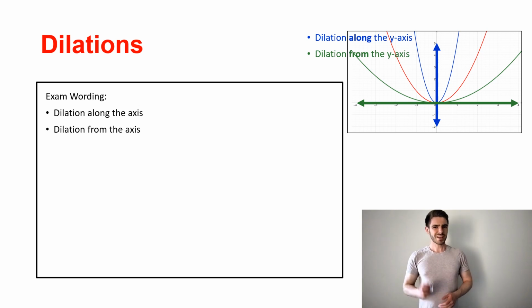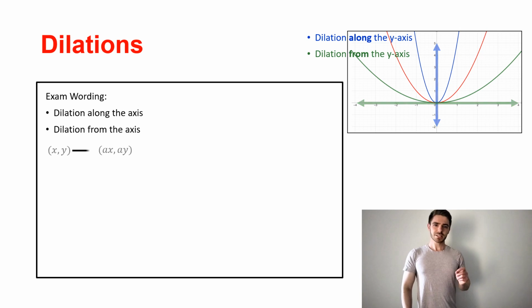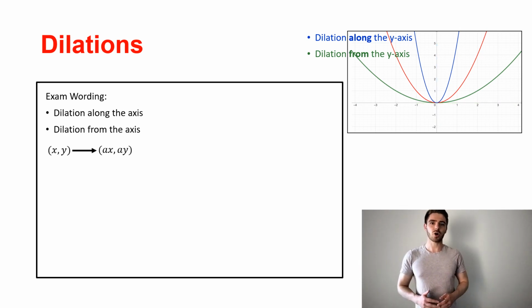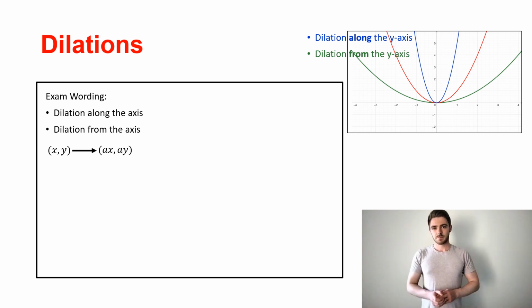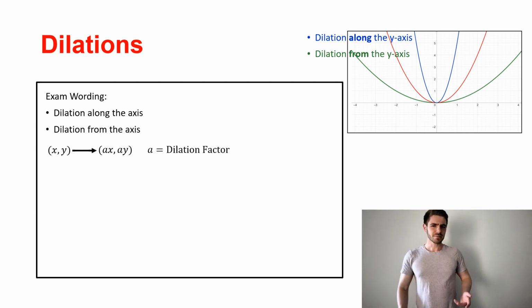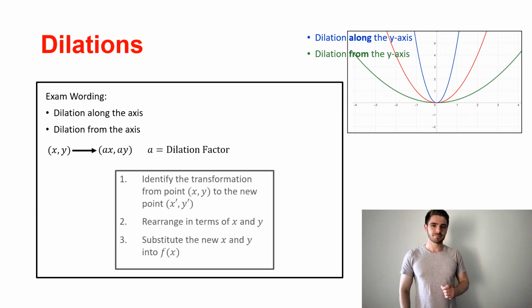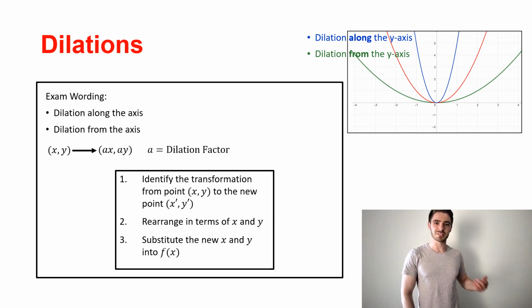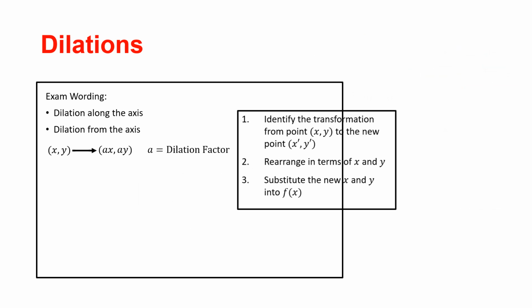Okay, so that's what dilations are, but how do we express them? Dilations are expressed as a coefficient on either the x or y term, depending on what the transformation is. This coefficient is referred to as a dilation factor. Okay, but how do we actually apply that? This step-by-step process will allow us to apply not just this transformation, but any transformation that we will go through in this video. Let's give it a shot.